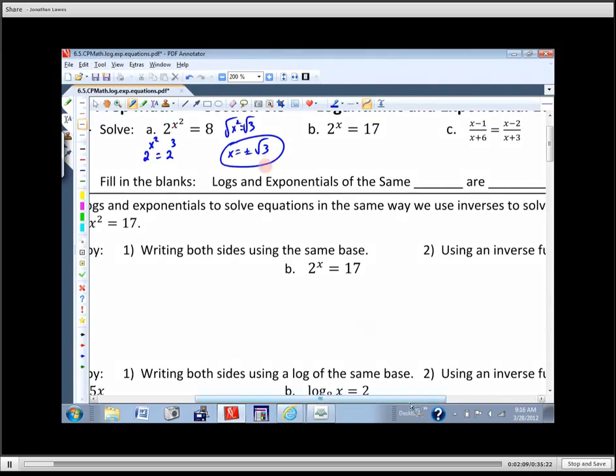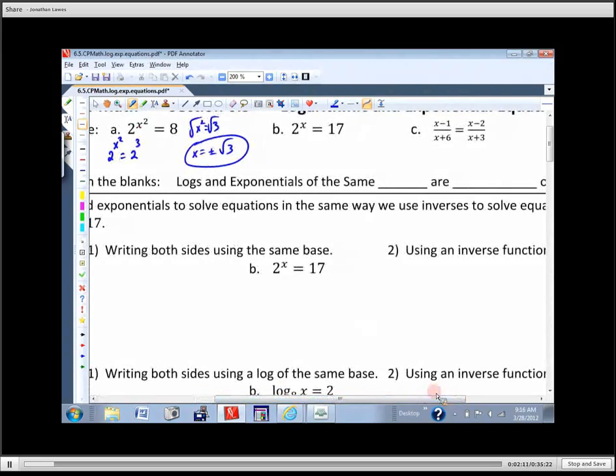Okay? This one is a little more difficult. It's still an exponential equation. The exponent is a little bit easier. But the problem with this one is I can't write both sides using the same base. We actually did both of these problems before. Does anybody remember how we did this? There are actually two ways to do this.